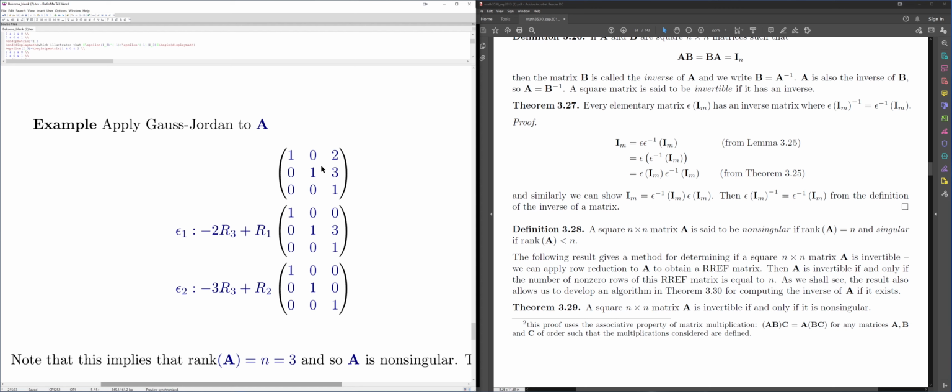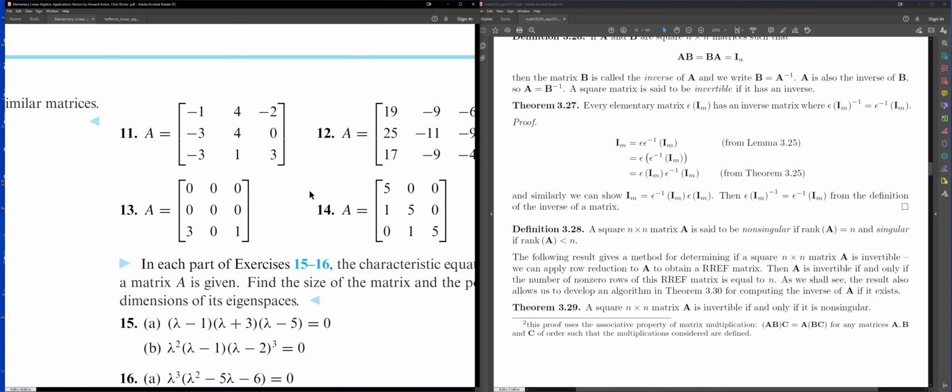So the rank of this matrix that I started off with is the number of non-zero rows, which is 3. So the rank of A is equal to 3, which is the size of the matrix. That satisfies this condition: I have a 3 by 3 matrix with rank 3. So this is an example of something that is non-singular.